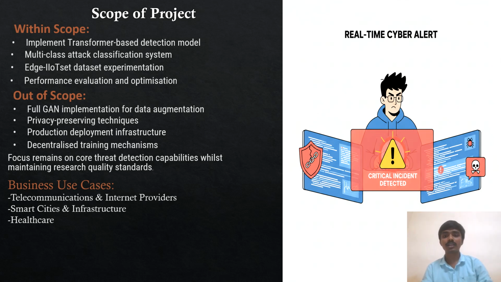Out of scope, we are not using the full GAN model yet, we are not doing decentralized training, and we are not moving to full prediction yet. The focus is to build research level work with reliable results. The work is useful for telecommunication providers, internet providers, smart cities and infrastructures, and healthcare. Wherever there is cyber security, this project is important. These are the business use cases.